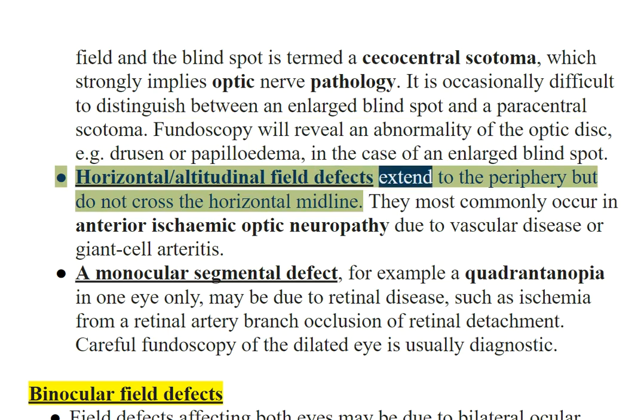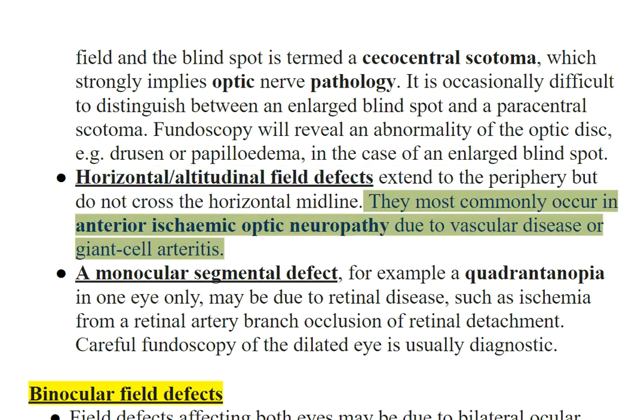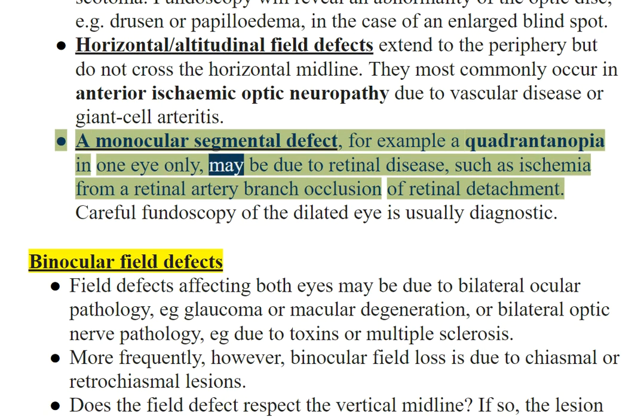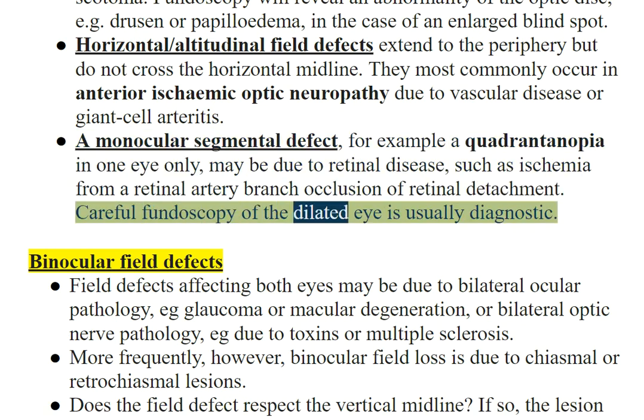Horizontal/altitudinal field defects extend to the periphery but do not cross the horizontal midline. They most commonly occur in anterior ischemic optic neuropathy due to vascular disease or giant cell arteritis. A monocular segmental defect, for example a quadrantanopia in one eye only, may be due to retinal disease, such as ischemia from a retinal artery branch occlusion or retinal detachment. Careful fundoscopy of the dilated eye is usually diagnostic.